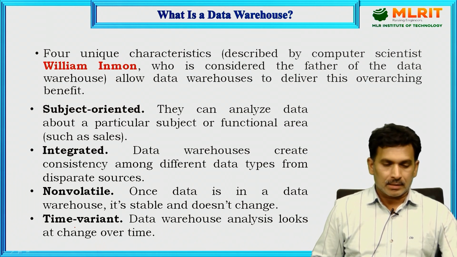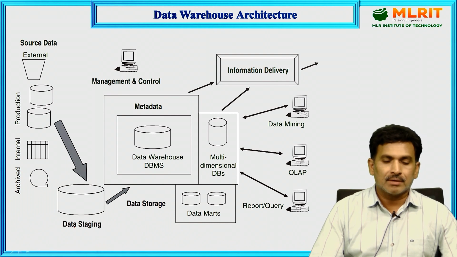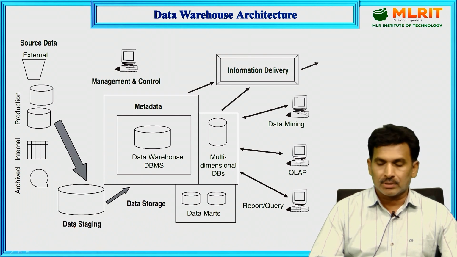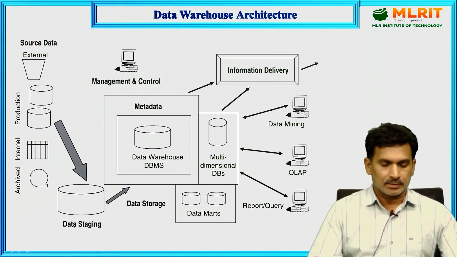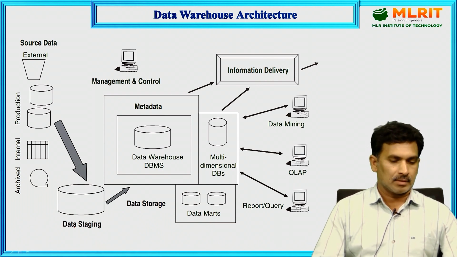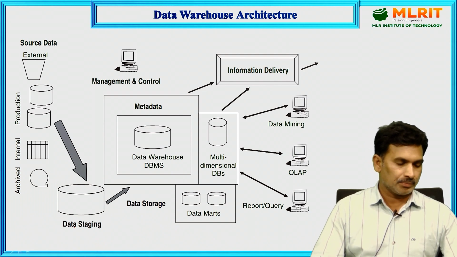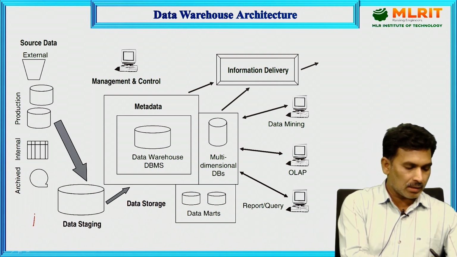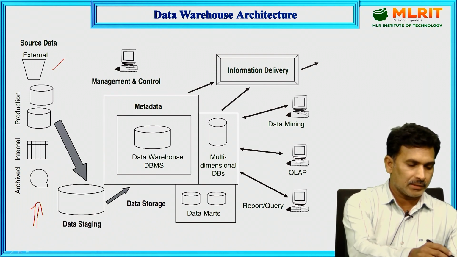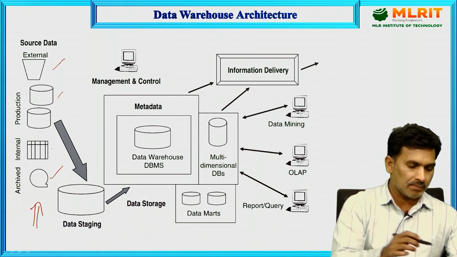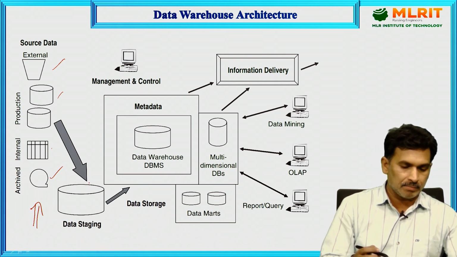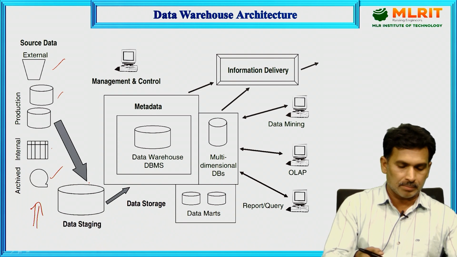To understand a little more, let us see the data warehouse architecture. The first introductory lecture already covered this, and I gave one simple example of a data warehouse also. Let us see the building blocks in a data warehouse. As we discussed, there are different sources of data, like external data, production and internal data, archived data, etc. The data could be from anywhere, and there is a staging area before it moves into the data storage, metadata or data warehouse.